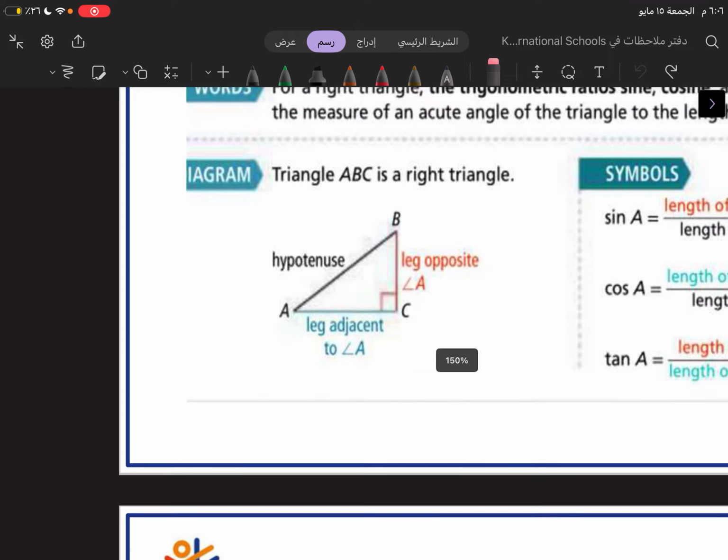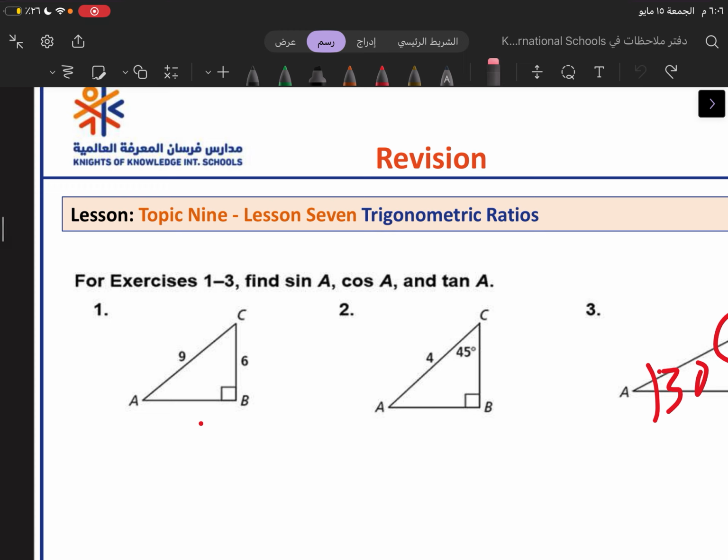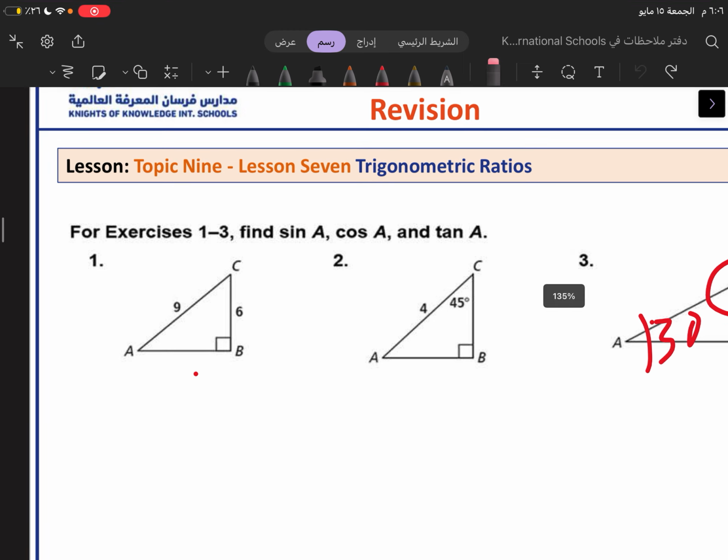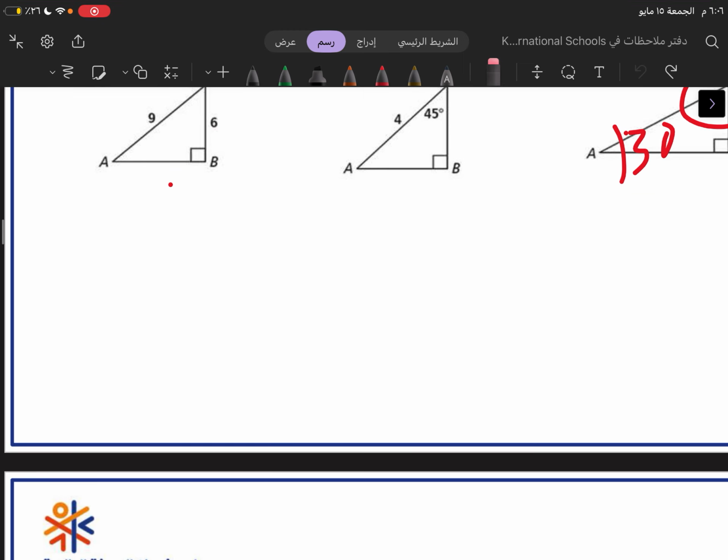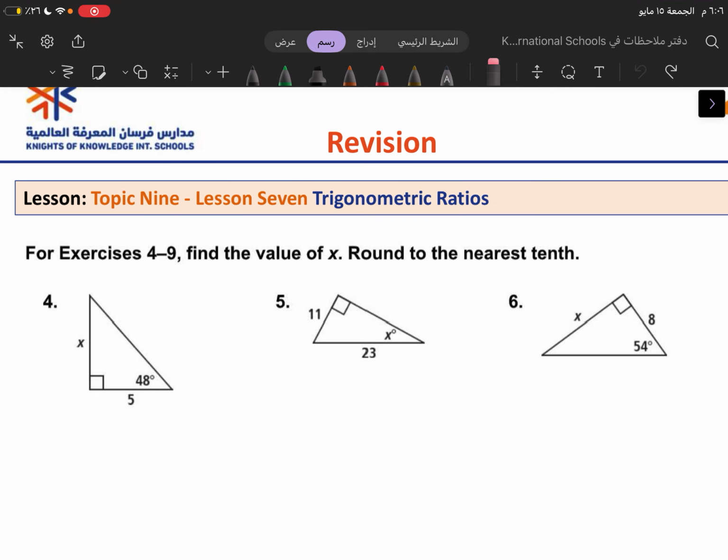Now, let us move forward and take some examples here. In this lesson, my dear student, in the first case, he will give you one side and one angle. Are we good? Okay, I will solve number 4 now and see. He asked me to find x. This is x. Now, the given here is one angle and one side. The angle is 48 and the side is 5.